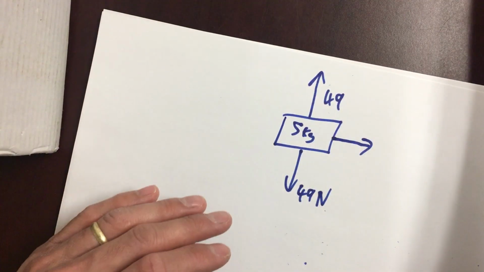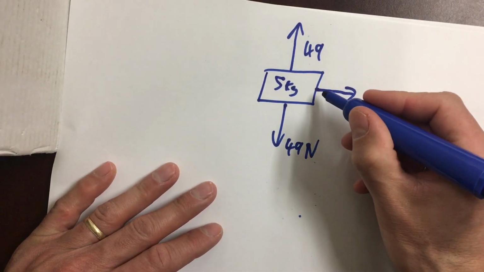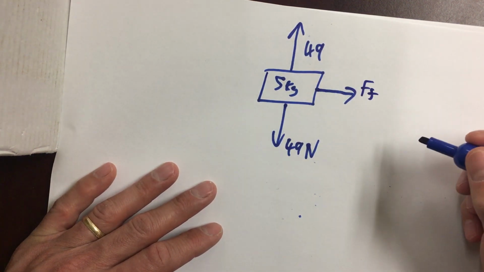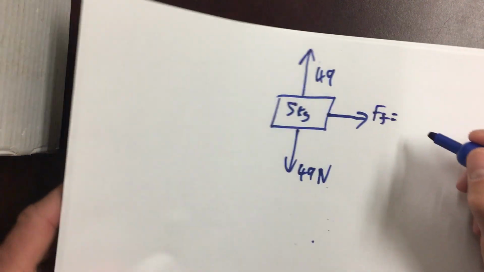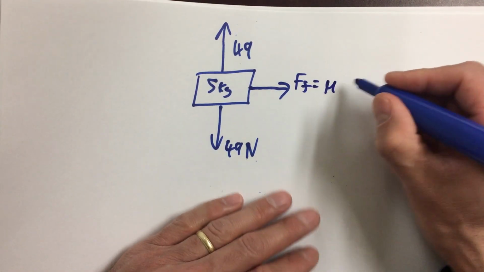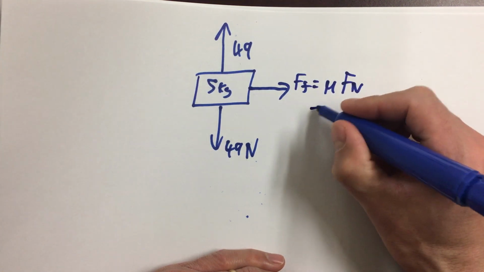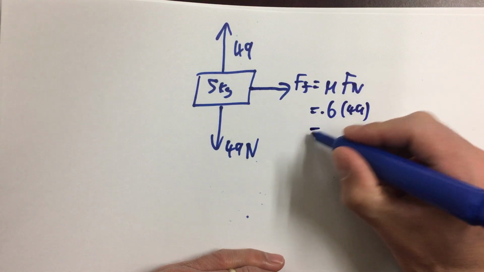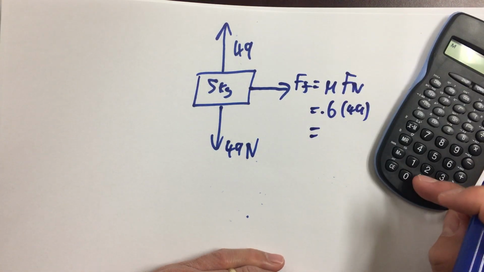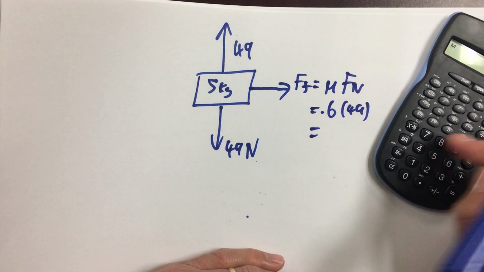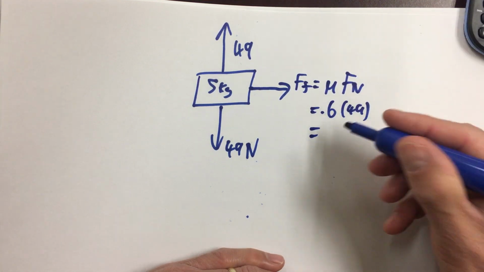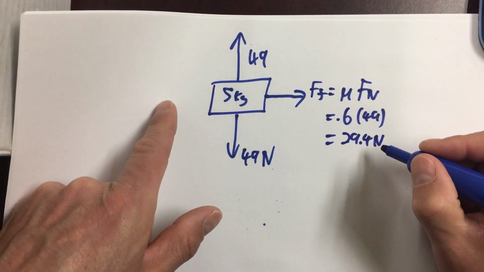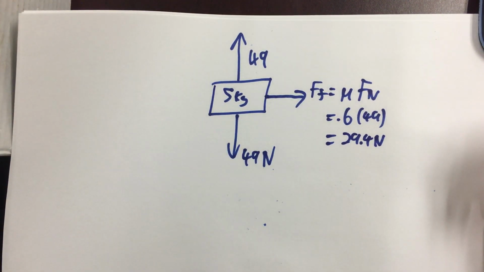So on this free body diagram, what force is being applied forward to my top block? It is the force of friction. The force of friction is the coefficient of friction multiplied by the normal force. So it is 0.6 multiplied by 49. It is 29.4 newtons. What force is pulling back on this block? The answer is there is none.